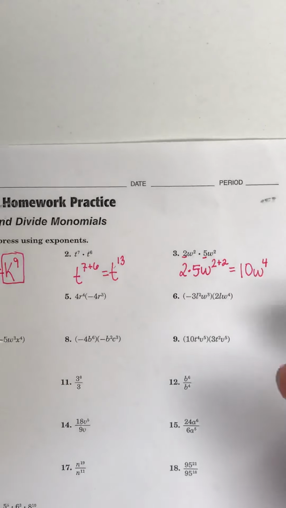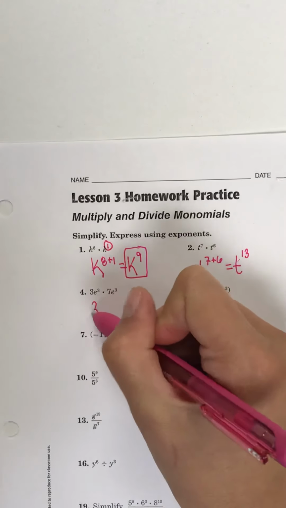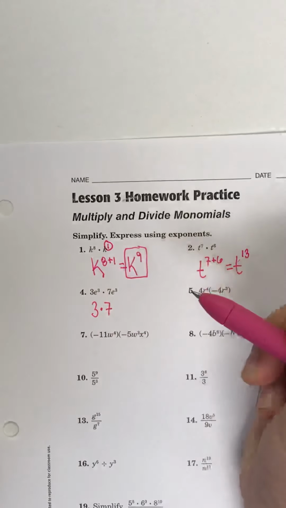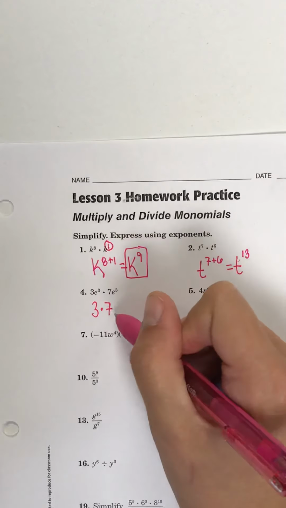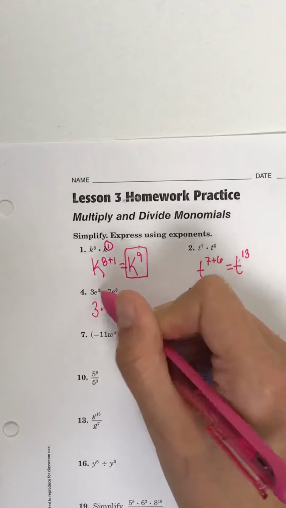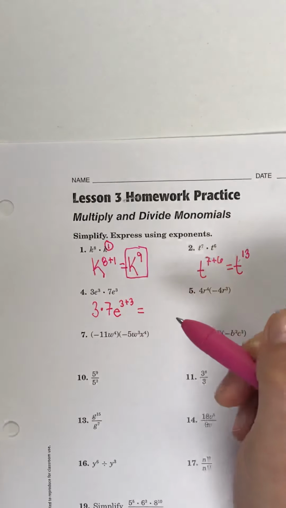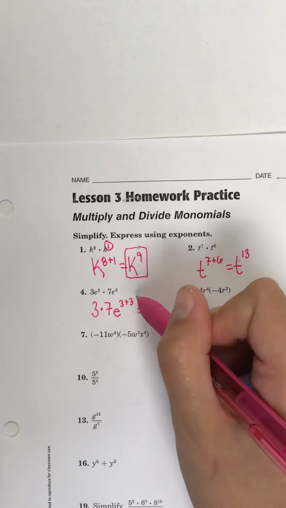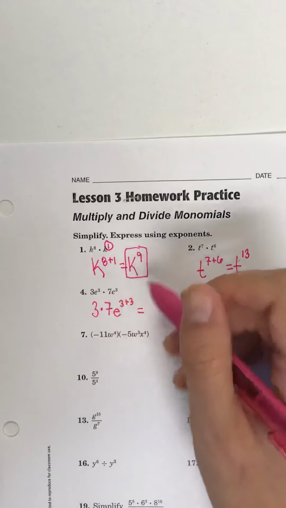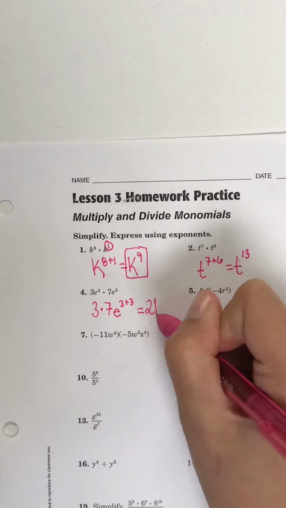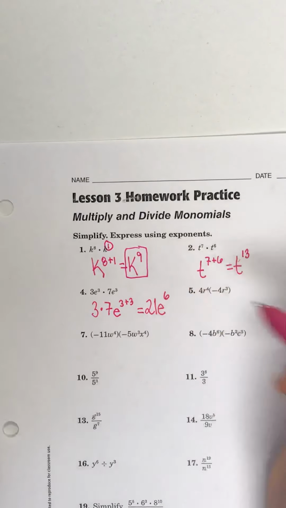If you look at example number 4, my coefficients are 3 and 7. So I know that I multiply coefficients. That's what my rule says. And then I take my variable that's the same, and I'm going to add those exponents. So that becomes e to the 3 plus 3. And once you have your work down, you can simplify. 3 times 7 is 21. E gets dropped over. 3 plus 3 is 6.